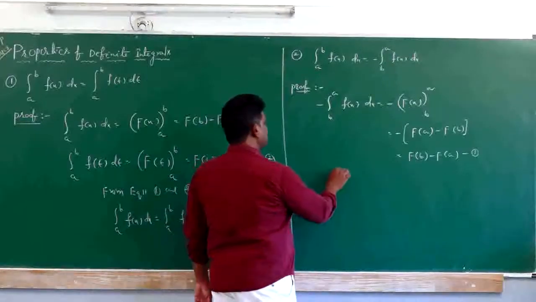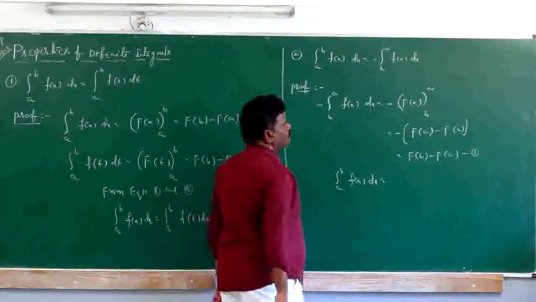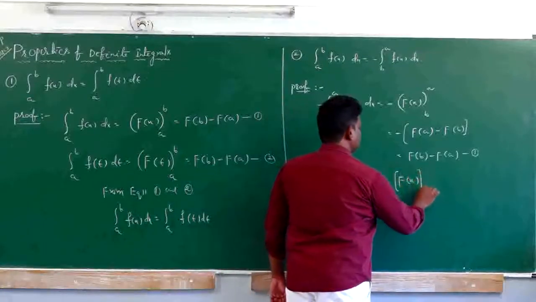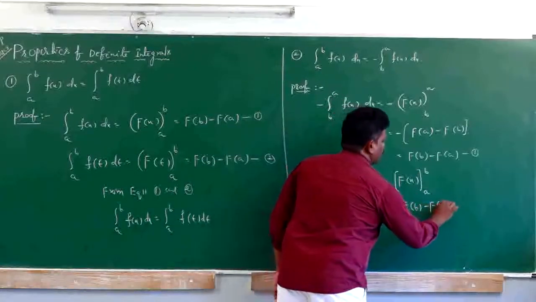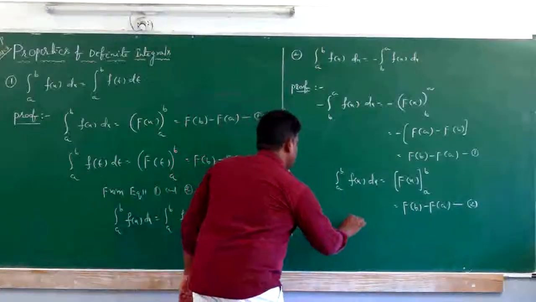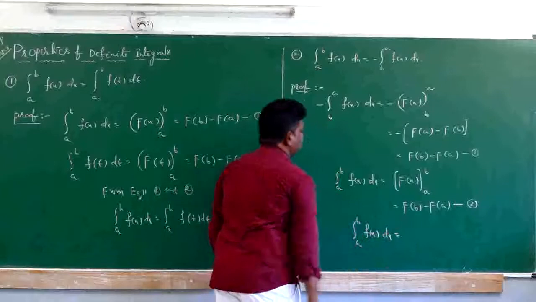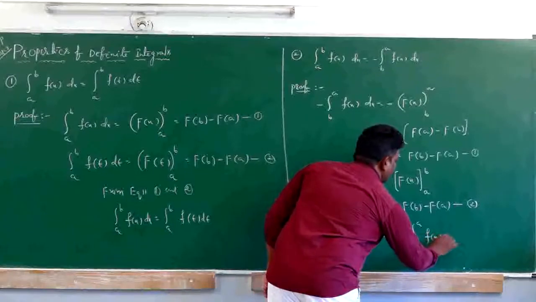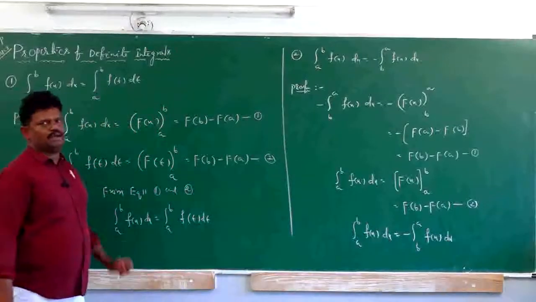Next, the left hand side value: the integral from a to b of f of x dx is equal to f of x with limits a to b. Now we get f of b minus f of a. So this is equation 2. From 1 and 2, the integral from a to b of f of x dx is equal to minus the integral from b to a of f of x dx. Okay? So these two are the first and the second properties, right?